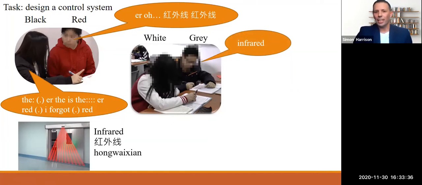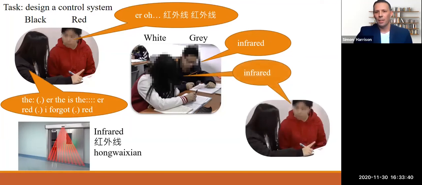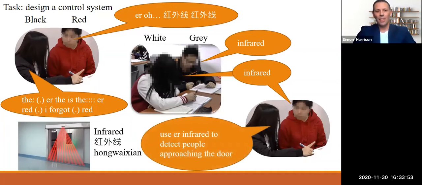Gray is looking in his textbook and retrieves the term and gives it to her: infrared. In chorus with the student White, who sat next to Gray, they repeat the term successfully, and then the original student Black takes this up into her next sentence of the task and uses it seemingly without any problem. Use infrared to detect people approaching the door.